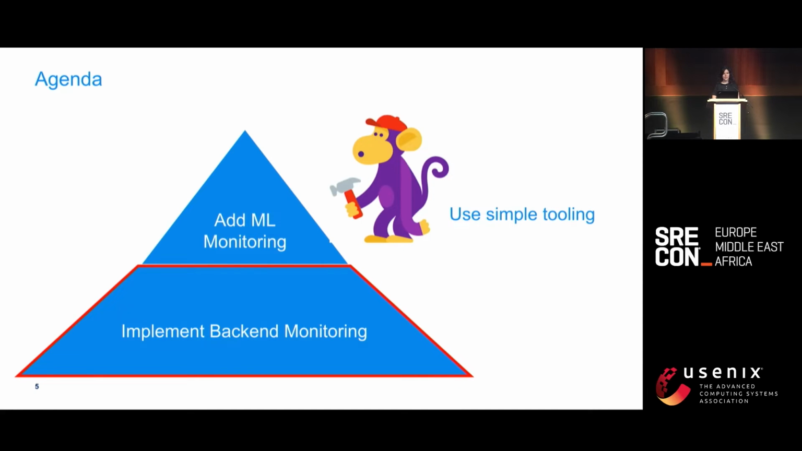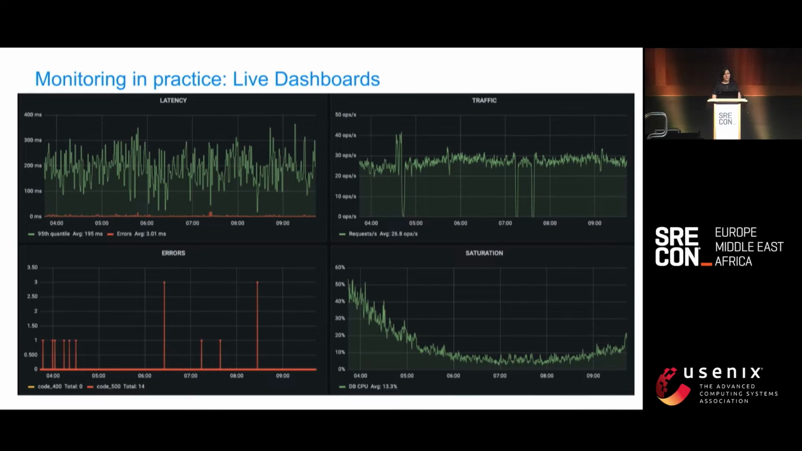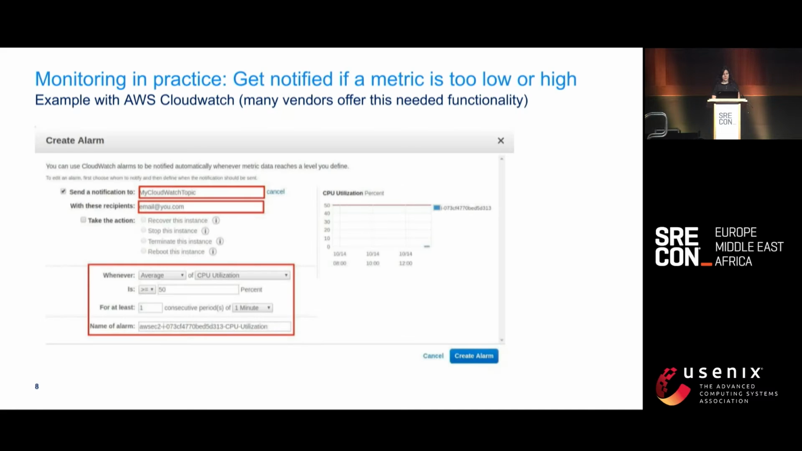Okay, so let's start with the basics of backend monitoring. Of course, I will recommend to use the 4 golden signals, so classical backend monitoring: latency, traffic, errors, saturation. And what I learned as an ML person is that you focus on symptoms, meaning end user pain, and not root cause, because it's more upstream. And when you capture end user pain, you know it has an impact on the user. Then you put everything on a dashboard. You alert if the metric is too high or too low.